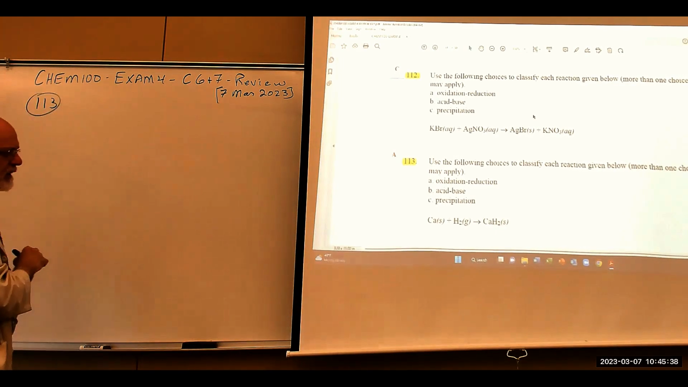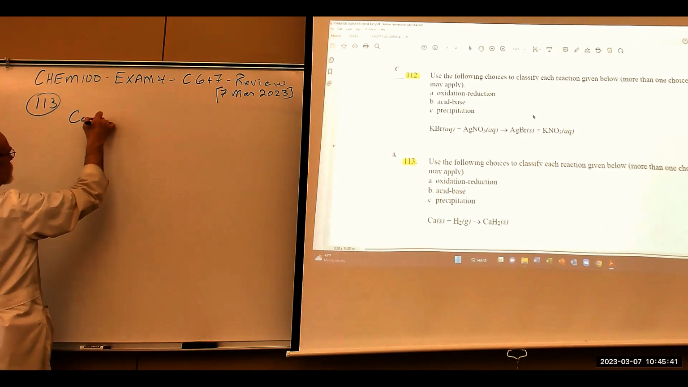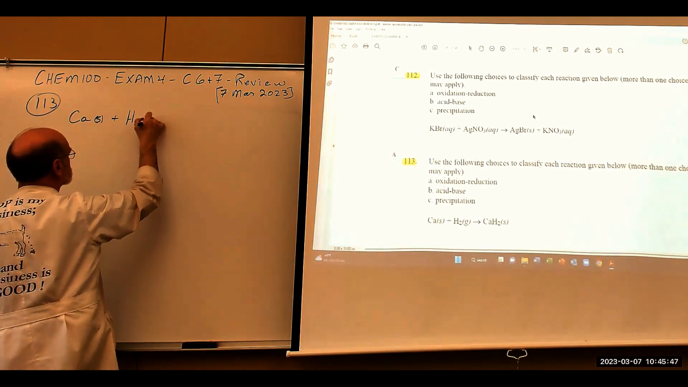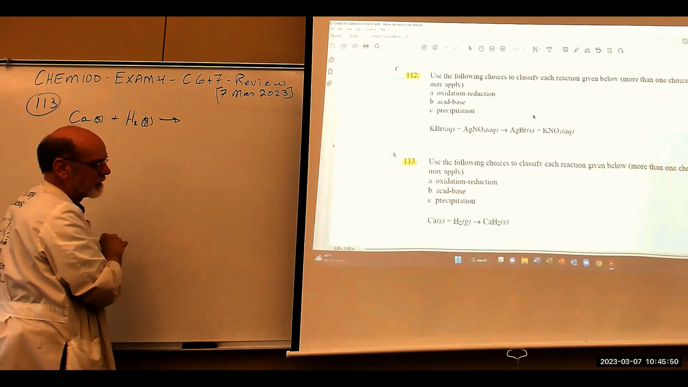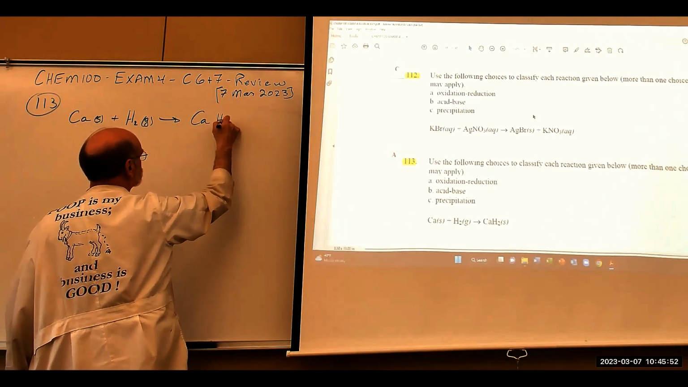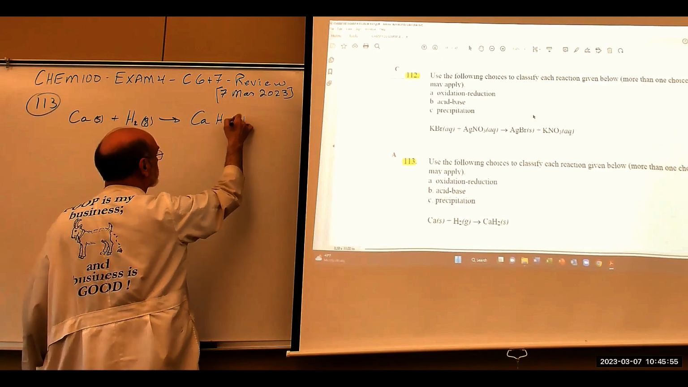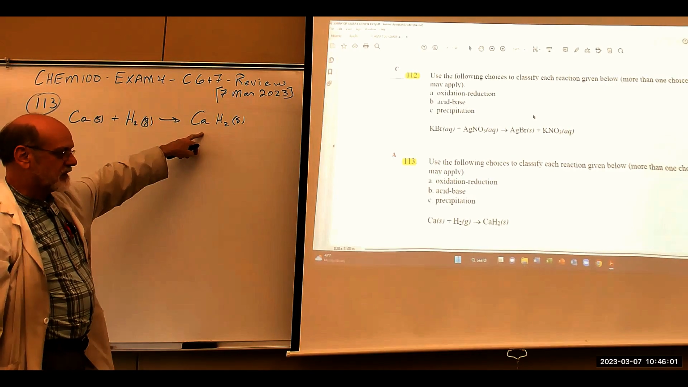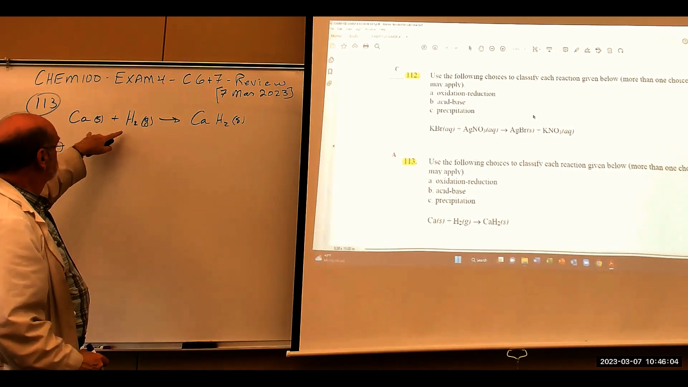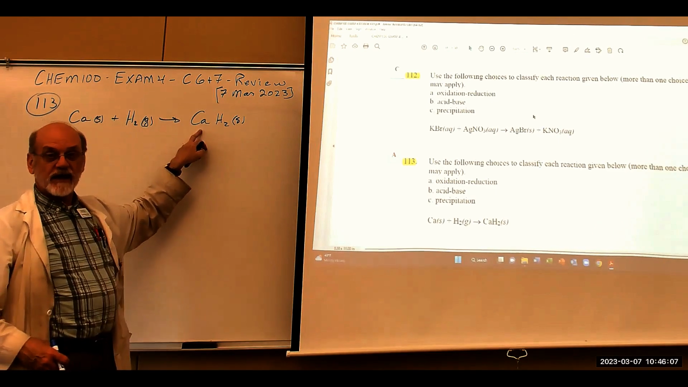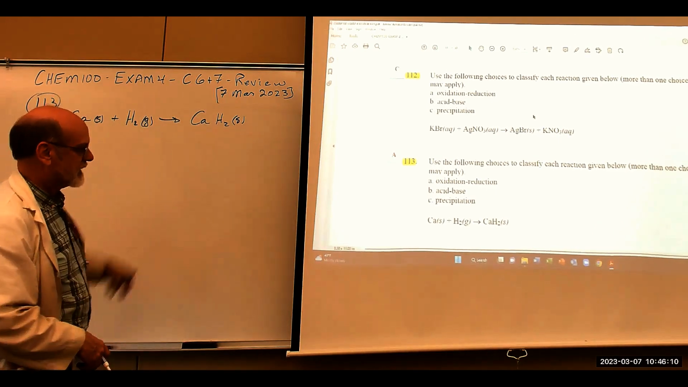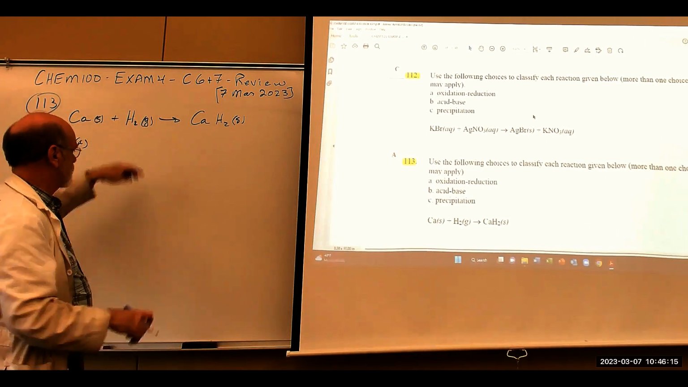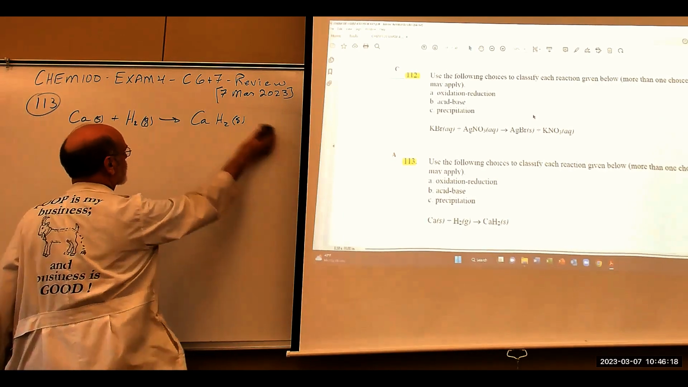113. Let's see, calcium solid plus hydrogen gas yields what? Calcium hydride solid. This is a synthesis, element compound. Is that one there? No, it's not. How about element in the compound is oxidation reduction? How about that one? Yeah, it's there. It's not an acid base. It's not a precipitation. So it can only be oxidation reduction.